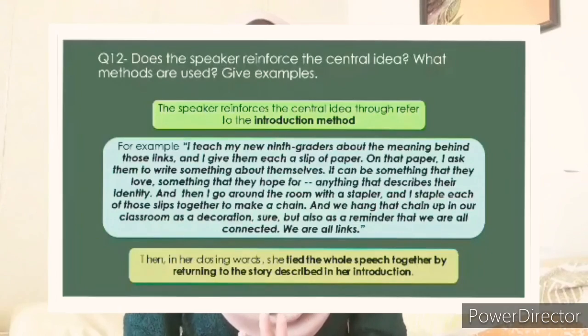Last but not least is number 12. Does the speaker reinforce the central idea? What methods are used? Give an example. The speaker reinforced the central idea by referring to the introduction. This is because in her conclusion, she was referring to her introduction about the first day of school.